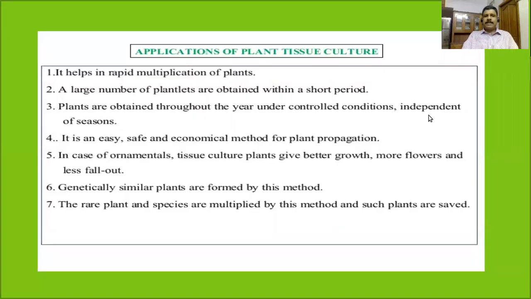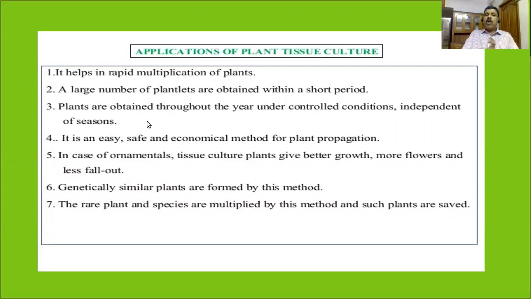Now we have to discuss the advantages or applications of plant tissue culture. Dear students, tissue culture is a type of asexual method of propagation which has so many advantages. We are going to discuss them one by one. It helps in the rapid multiplication of plants. We can produce thousands and lakhs of plants from a single mother plant. A large number of plantlets are obtained within a short period. Plants are obtained throughout the year under controlled conditions, independent of season.